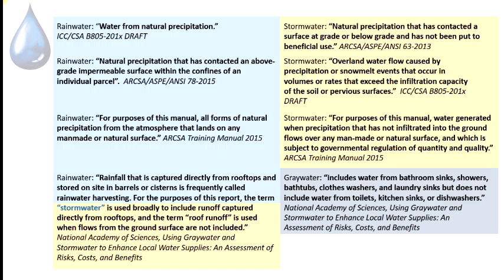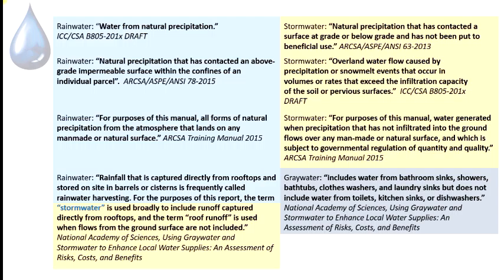There are definitions that are kind of all over the book right now, and one of the things in this paradigm shift is trying to get a handle on what the terminology is. Rainwater is from natural precipitation, anything that lands on man-made or natural surfaces, anything that contacts an above-grade impermeable surface. Stormwater is natural precipitation, could be overland flow, water generated when precipitation is not infiltrated into the ground, and so on.